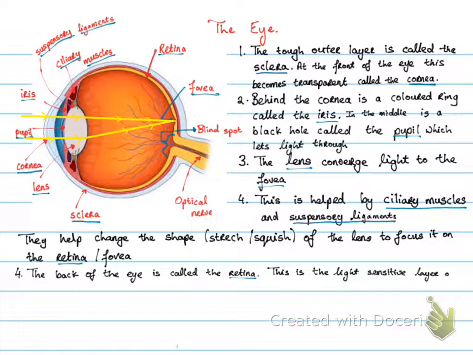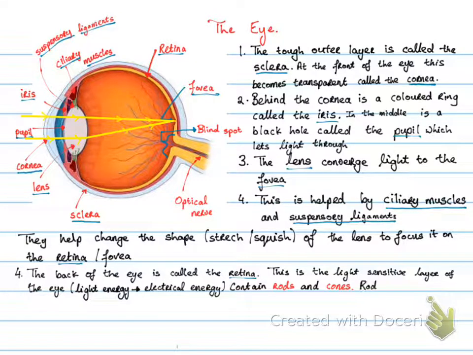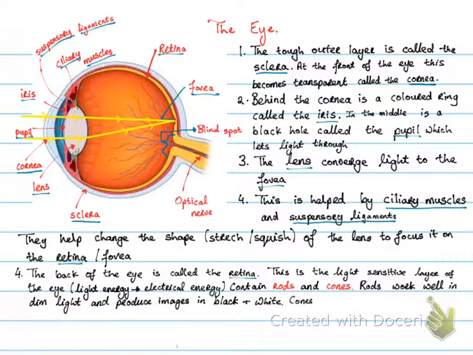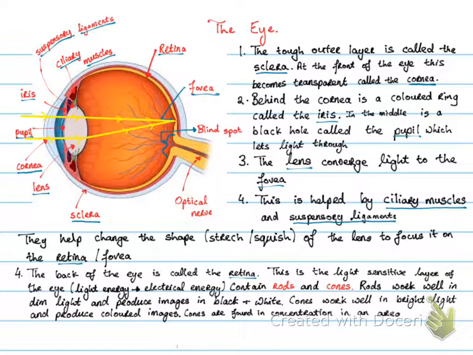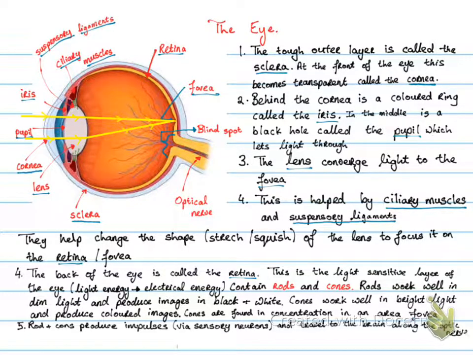This is where the light-sensitive receptors are located, and this is where light energy gets converted into electrical impulses, and it's done by rods and cones. Rods work well in dim light to produce images in black and white, whereas cones work well in bright light and produce coloured images. Cones are found in concentrations in an area called the fovea. So they're found in high concentrations there. Rods and cones produce impulses via sensory neurons and travel to the brain along the optic nerve.